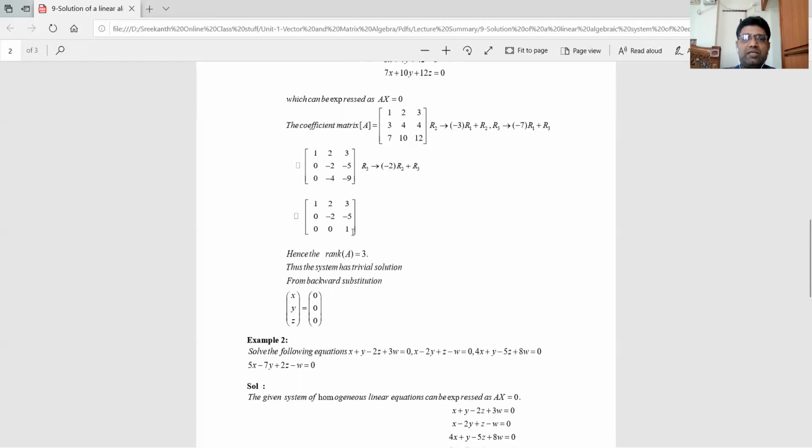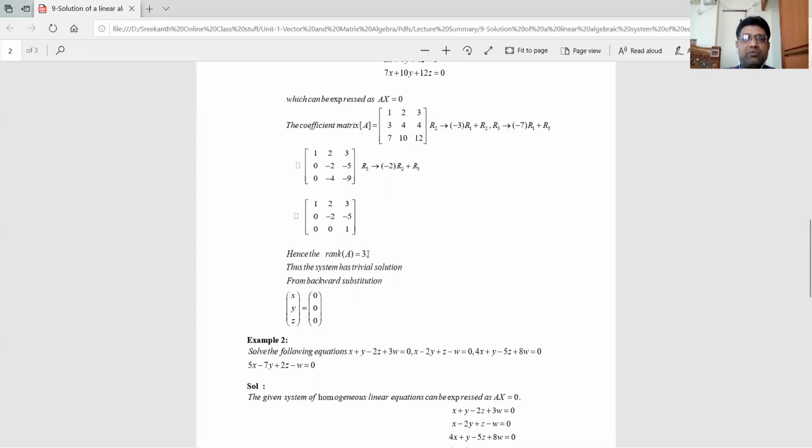So now the coefficient matrix is in echelon form. Once it is in echelon form, what is rank? Rank stands for the number of non-zero rows. How many non-zero rows? 3 non-zero rows. Therefore, rank is 3. Similarly, the number of unknowns is 3.